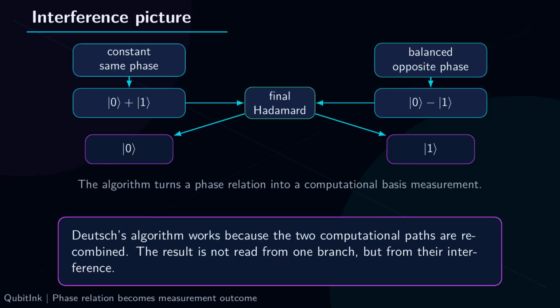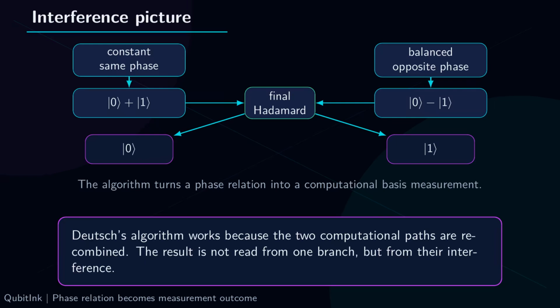This picture summarizes Deutsch's algorithm as an interference process. In the constant case, the two paths carry the same phase. They recombine through the final Hadamard and produce the output ket 0. In the balanced case, the two paths carry opposite phases. They recombine differently and produce the output ket 1.